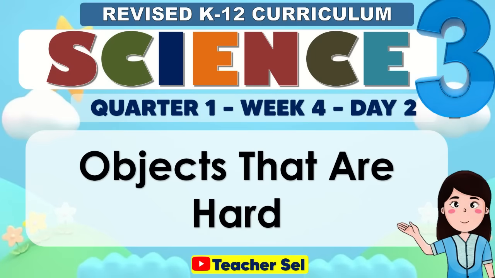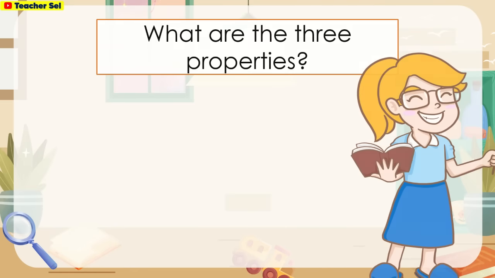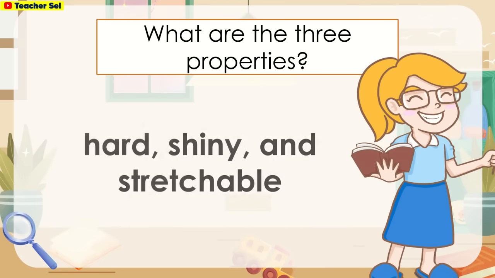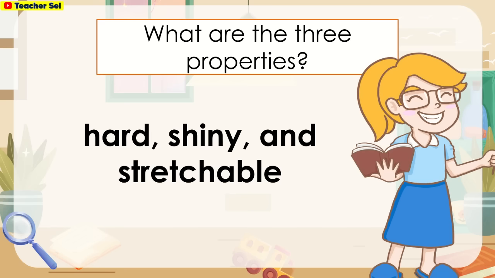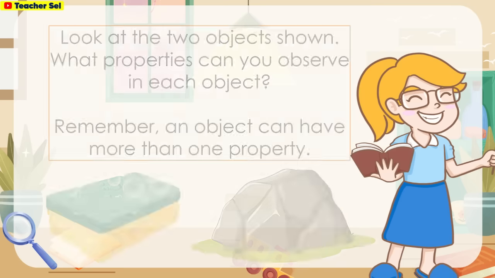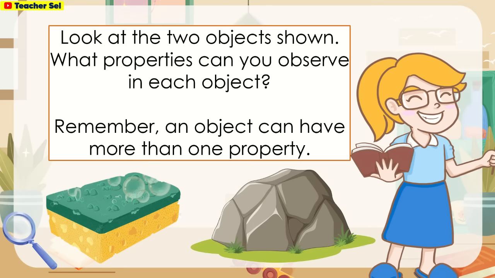For Day 2, let's talk about objects that are hard. What are the three properties? Hard, shiny, and stretchable. Look at the two objects shown. What properties can you observe in each object? Remember, an object can have more than one property.